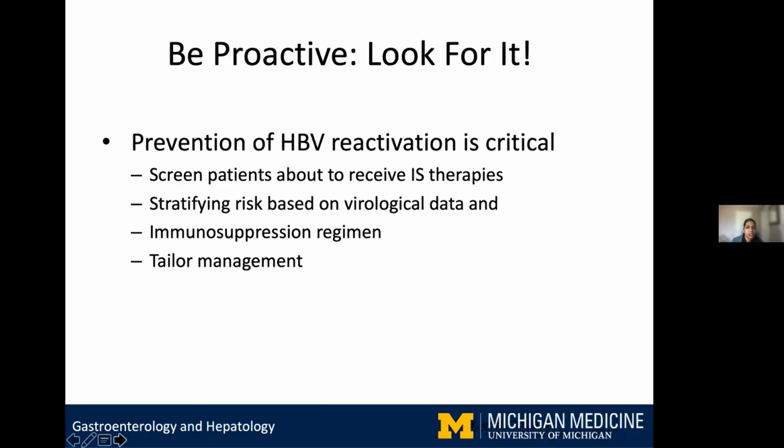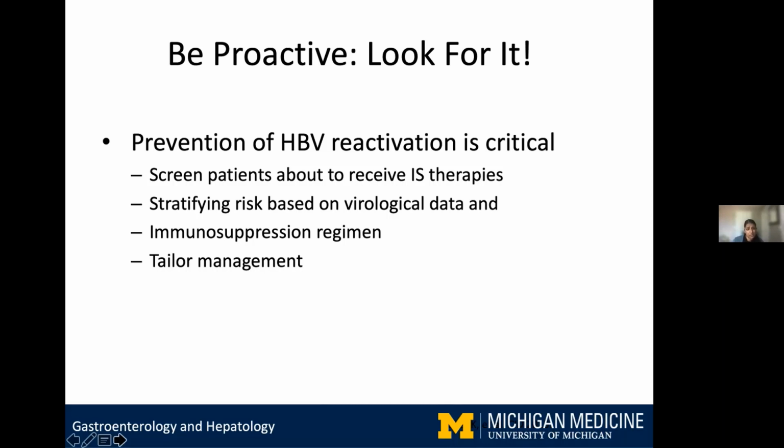So the most important take home point here is to be proactive. You have to look for it. Prevention of Hep B reactivation is 100% achievable. And it's really important because the worst case scenario is somebody goes into liver failure and can die from it if we don't look for it.